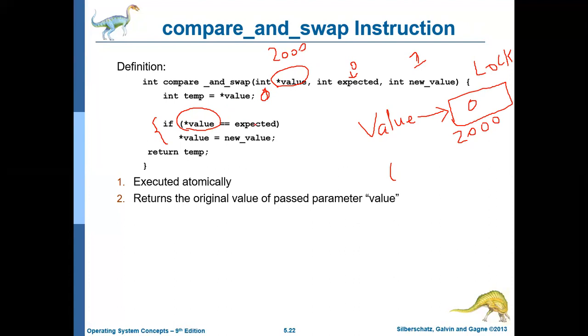If star value is equal to expected: what is the value at this location? 0. What is expected? 0. Yes, both are 0, it is matching. So then star value is equal to new value. What is new value? 1. So now the value at this location will become 1, but it returns temp. What is temp? Temp is 0, so it will return 0.